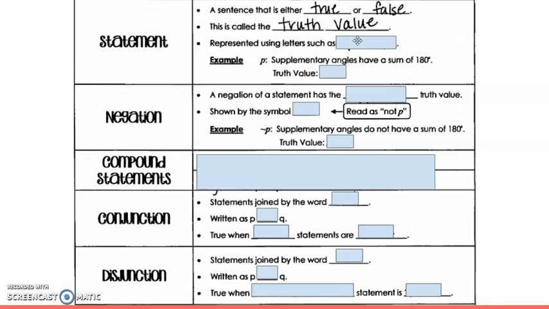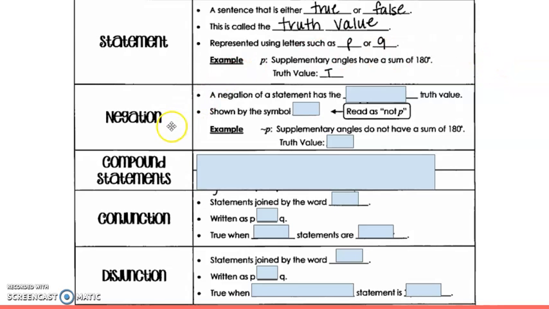When we're taking a statement, we're going to represent it with a letter. In the math world, for some reason, they chose P and Q. I'm not sure why they chose P and Q, but P and Q are what we're using to represent statements. So with our example, we have the statement P is supplementary angles have a sum of 180 degrees. And we know that that is true, so our truth value is T for true.